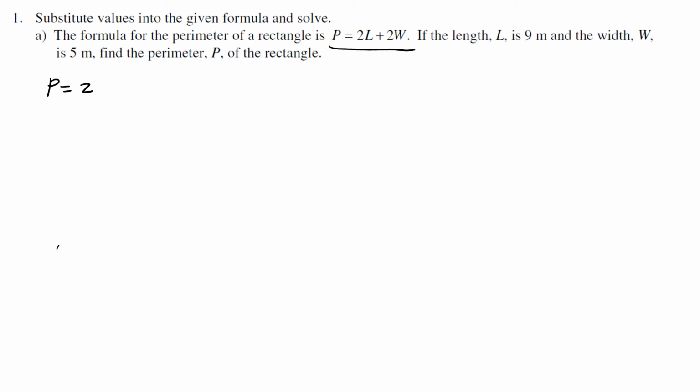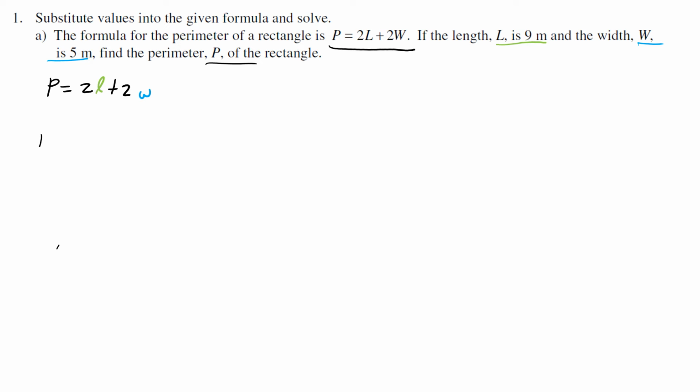P equals 2L plus 2W. Alright, and so if the length, which is L, is 9 meters and the width, which is W, is 5 meters, then we want to find the actual perimeter.